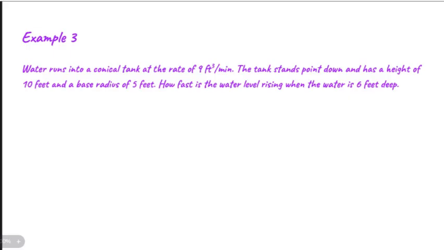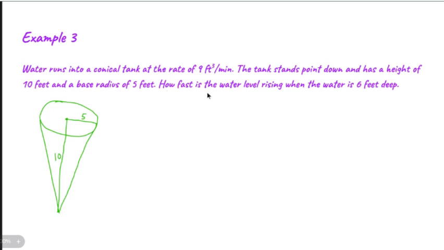All right, and another classic related rates problem deals with water running into a conical tank. So that's a cone. Let's see how well I can draw a cone. All right. That looks good. I like that. And it is rising at a rate of 9 cubic feet per minute. So notice that's related to volume because the feet are cubed. The tank stands point down and has a height of 10 feet and a base radius of 5 feet. So the base radius is 5 feet, and from the top to the bottom tip, it's 10 feet.